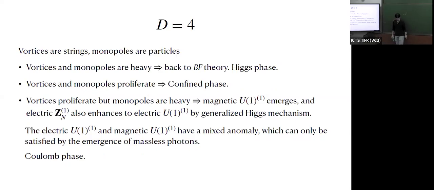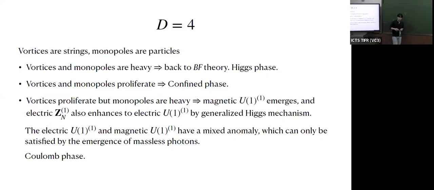Finally, we come to D equals 4. And here I'll just be qualitative. Vortices are strings, and monopoles are particles. And now we can ask, what are the phases? Now, if the vortices and monopoles are heavy, all these deformations go away, and you go back to the BF theory. So that's the Higgs phase again. On the other hand, vortices and monopoles proliferating, this is, of course, the confined phase. And now what happens when vortices proliferate, but monopoles are heavy?